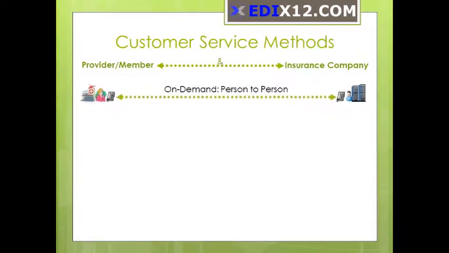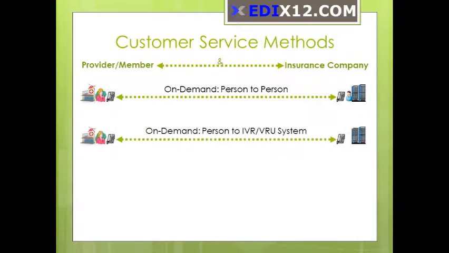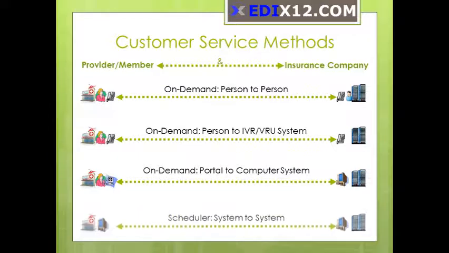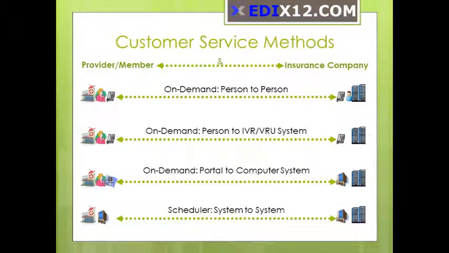There are 4 methods by which a health insurance company serves its providers and members concerning real-time on-demand requests. First approach is member or provider speaks with a customer service representative. Second, member or provider interacts with a voice recognition system. Third, member or provider uses portals to access information. Fourth, the provider scheduling system automatically generates requests for inquiry.